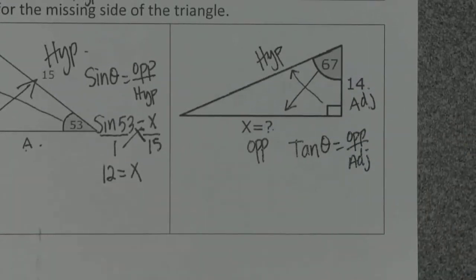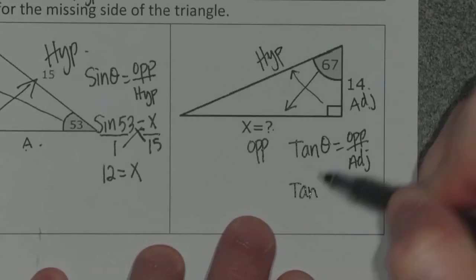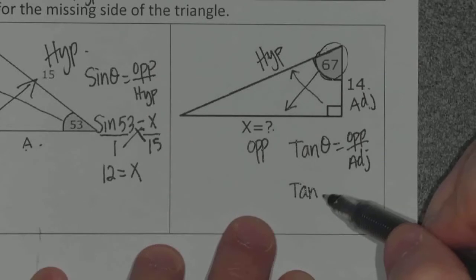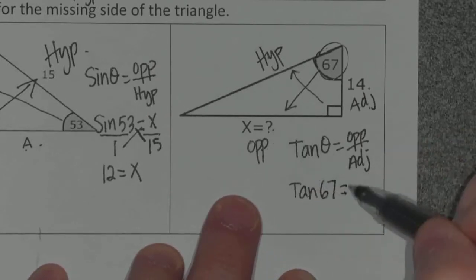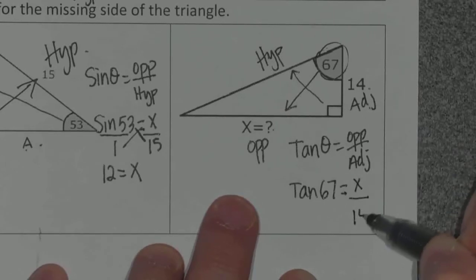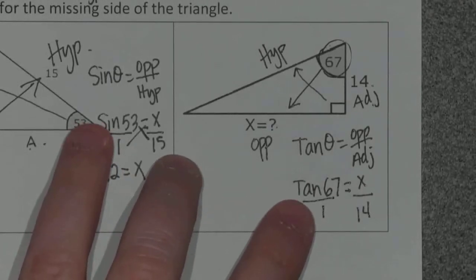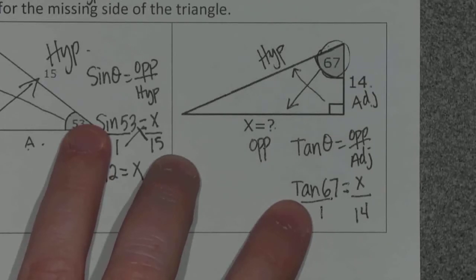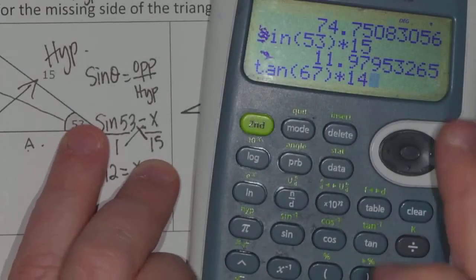And I substitute my information into that. So the tangent of 67 equals the opposite, which is x, over the adjacent, which is 14. I put a 1 underneath that, and I cross multiply. You have a tangent key on your calculator. So you're going to hit tangent of 67, close your parentheses, and times it by 14. So it looks like that.